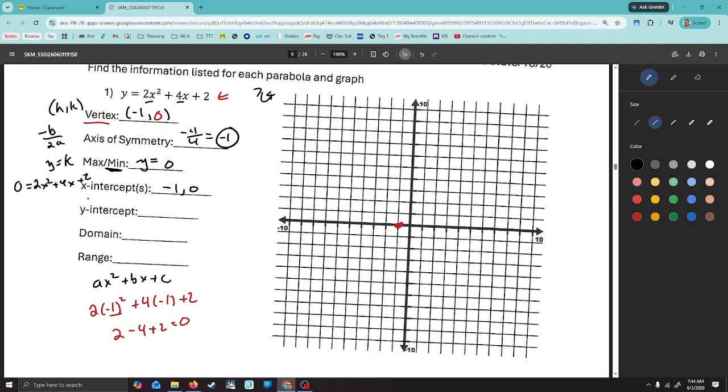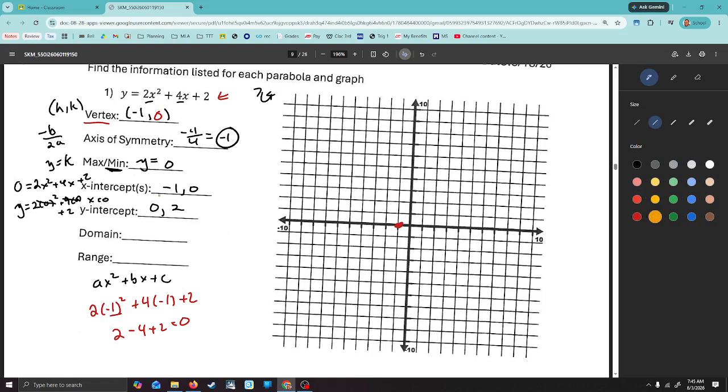The y-intercept, you make x equals 0. So y equals 2 times 0 squared plus 4 times 0 plus 2. Well, this disappears because of 0, and this disappears because of 0. So y equals 2. So it's going to be at 0, comma 2.